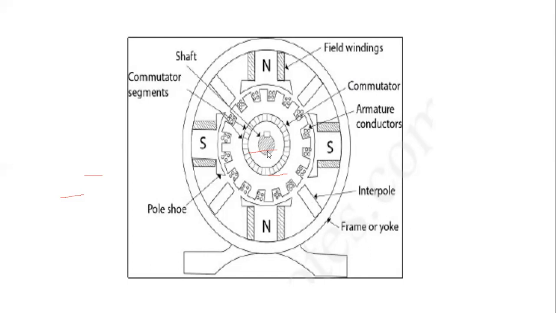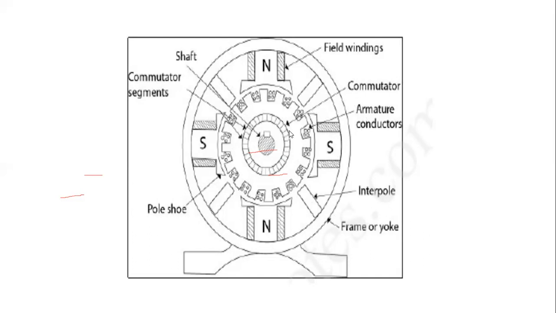The shaft is used to rotate the armature and the commutator. It is also made up of cast iron or cast steel. Next one is the brushes. The purpose of the brushes is to collect the DC current produced by the commutator segments. The brushes are made up of carbon material.